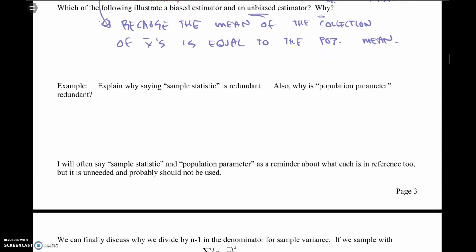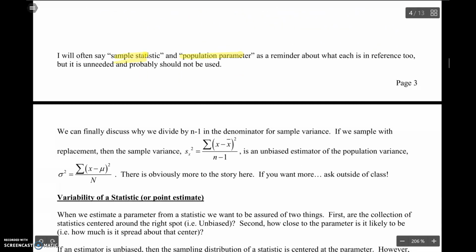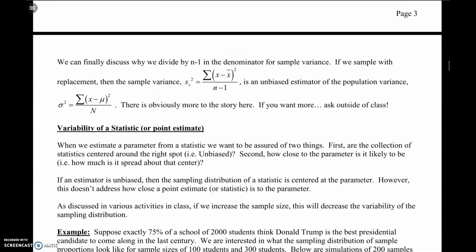Explain why saying a sample statistic is redundant. Statistic implies sample. A statistic is a measure from a sample. So you don't really have to say sample statistic. Same with population parameter. However, I often say sample statistic and population parameter in class, and I think it's kind of like an educational type of thing. I'm trying to hammer away at the fact that this is, I don't know why I do it, but I can't stop, so just understand that that's being redundant.